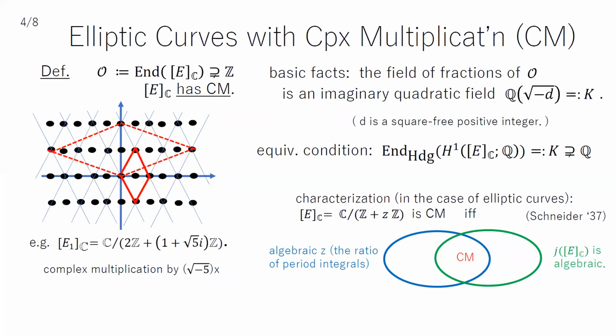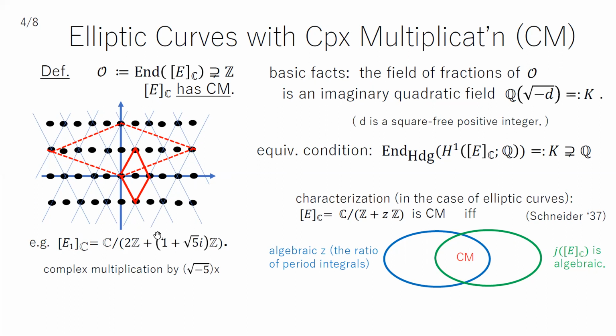Now let me go back to the easiest example, the elliptic curves with complex multiplication. Let me go back to the category of complex analytic manifolds, and the notion of an elliptic curve having complex multiplications is defined in this way.